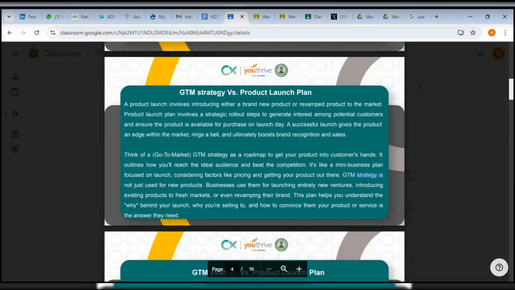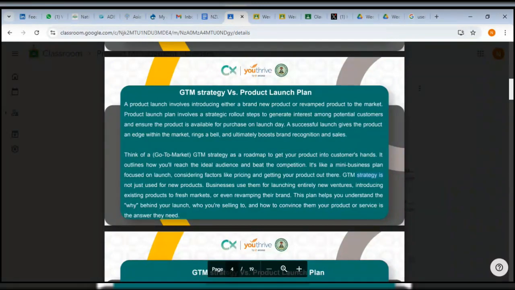Now, what you're doing with go-to-market strategy is that there are things that you set out, or a list that you set out to do, to ensure that the market is ready for you, or that you've created a space in the market for your product, right? So it says here, the go-to-market strategy is a roadmap to get your product into customers' hands. It outlines how you will reach the ideal audience and beat the competition.